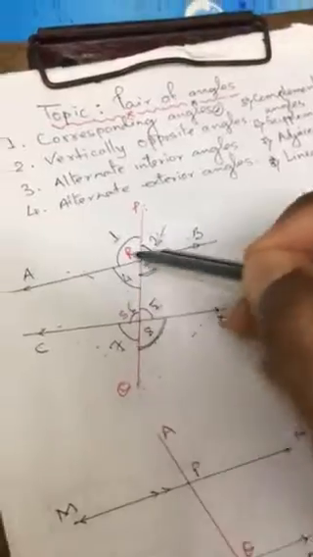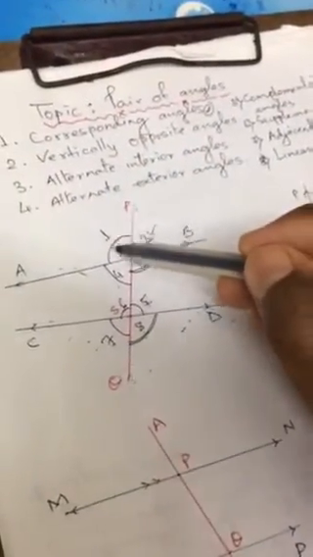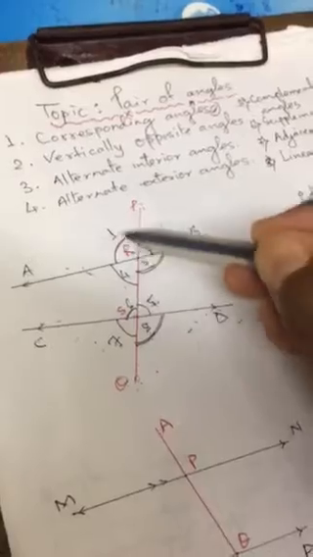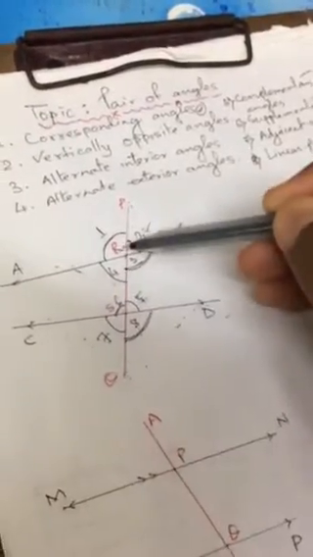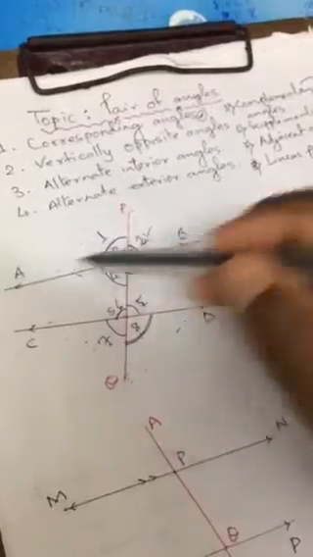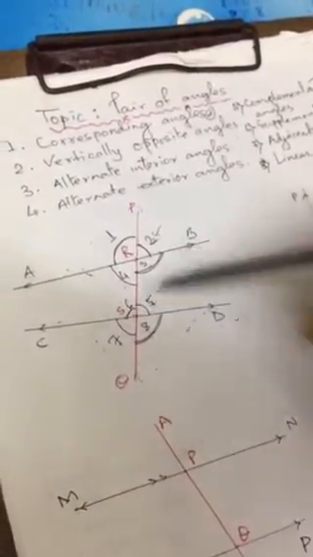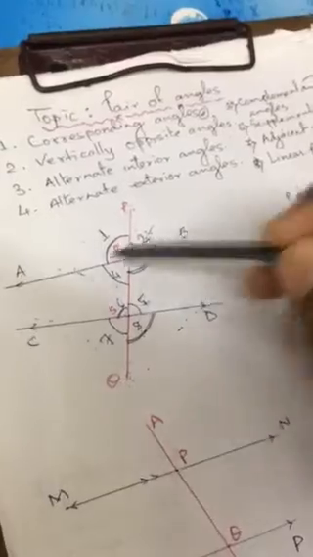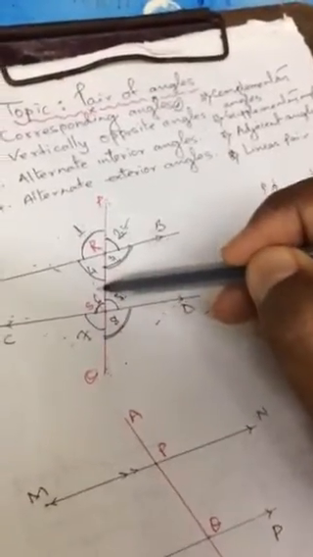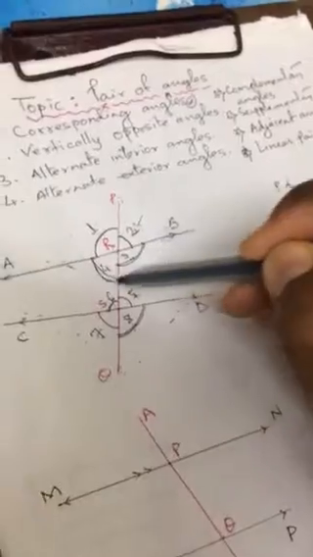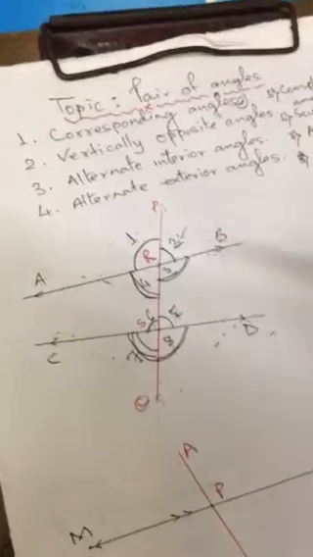And on the left side, if you see, angle 1 and angle 6 are both at the left side of the transversal. This is the transversal. Angle 1 is on the left side, angle 6 also on the left side, and both are above the line. 1 is above AB and 6 is above CD. So these two are corresponding angles. Angle 1 and angle 6 are corresponding. Angle 4 and angle 7 are also corresponding angles. So this is how we can recognize the corresponding angles.